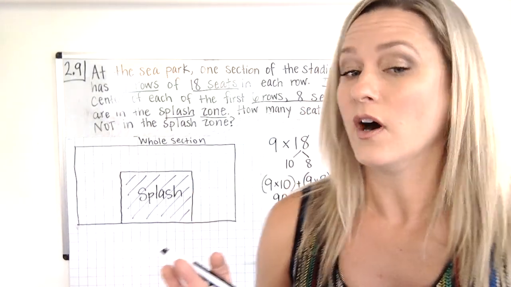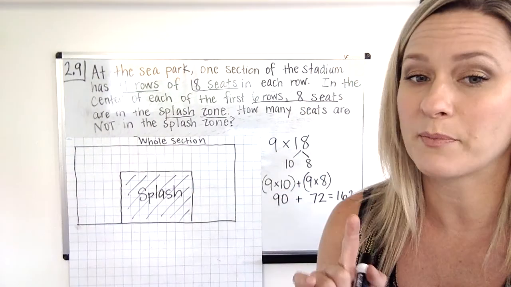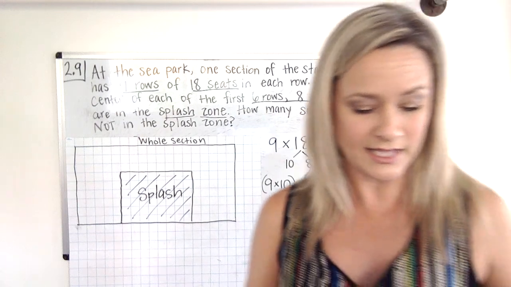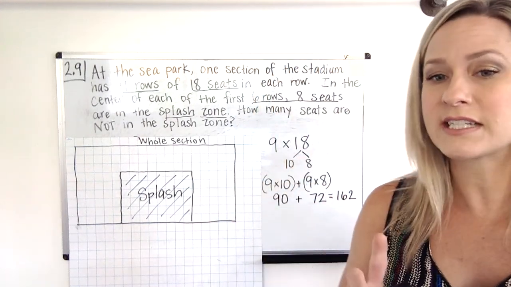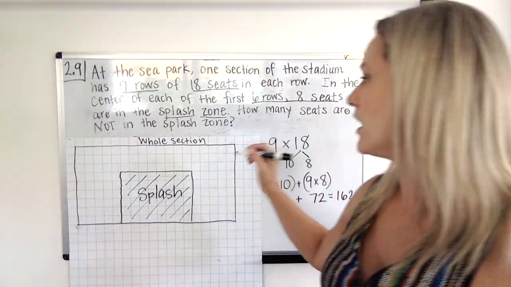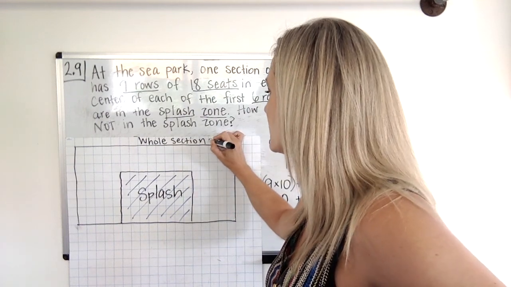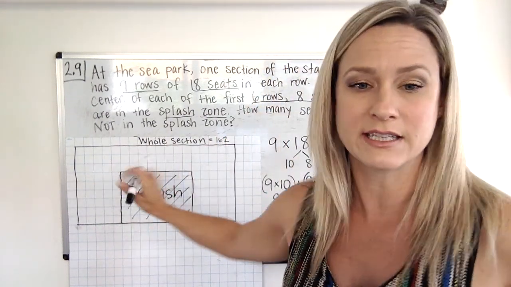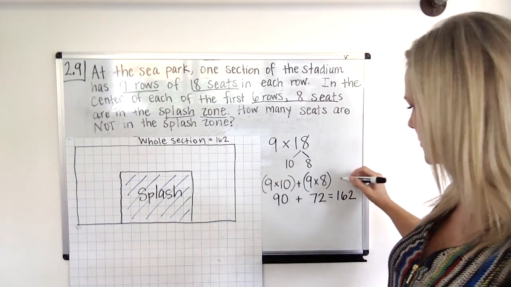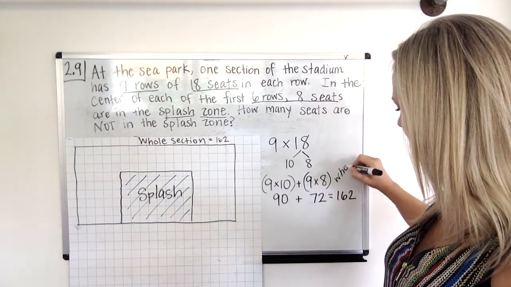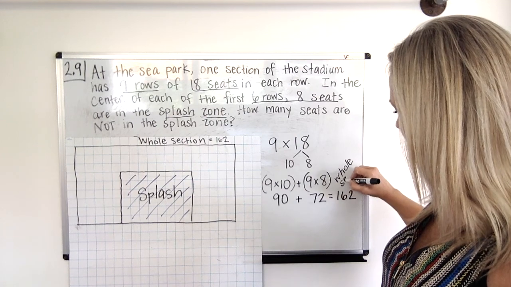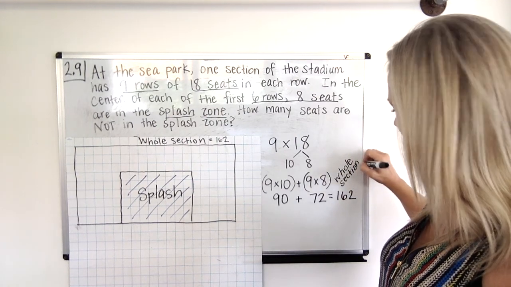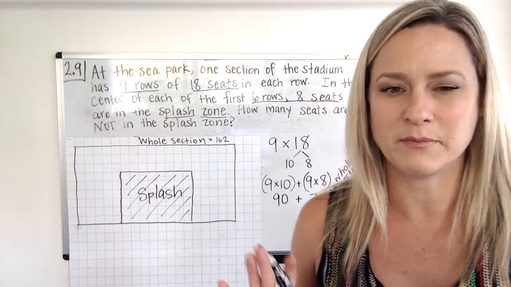All right, now 162 represents what? We need to think about that. So 162 is not our answer. 162 equals the whole section, all of it, including the splash zone, right? So I'm going to put a little label over here, whole section. I like to kind of use labels to keep track of my thinking.